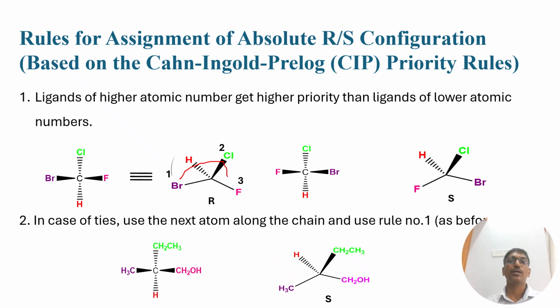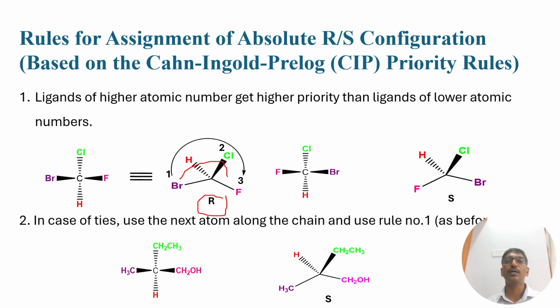If it moves in the clockwise direction, then it is called R. R, the letter, comes from the Latin word rectus, and the meaning is right. And this being the clockwise direction, it perfectly fits the CIP rule because we keep the lowest priority group away from our view, hence it can be considered as such, that is the R absolute configuration.